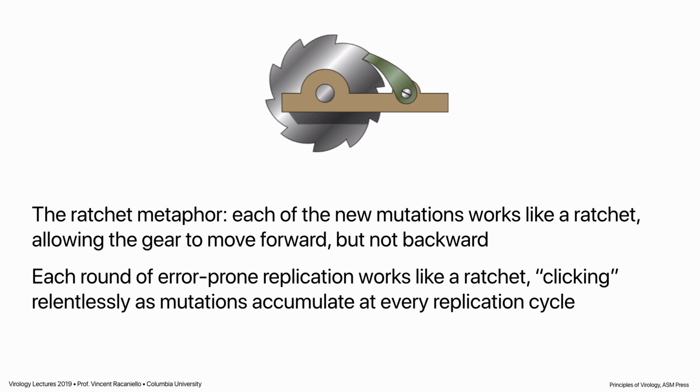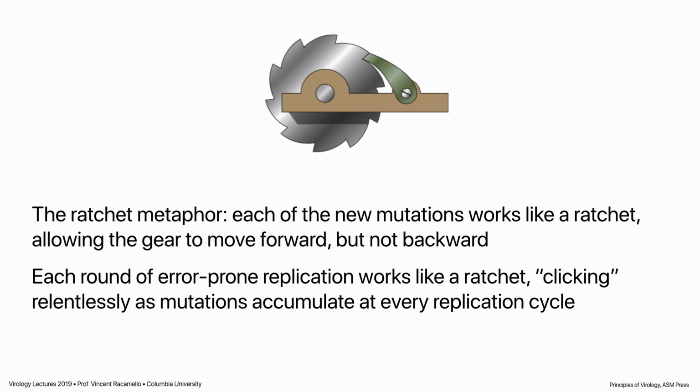Well, Muller was the guy who thought it up, and it's a ratchet because, that's a ratchet. If you know how that works, there's a little metal cog that engages the wheel, and you can't go back. You can only go forward with these ratchets. And so the idea is each mutation lets the gear move forward. It gets fixed into the genome, but you can't go back again.